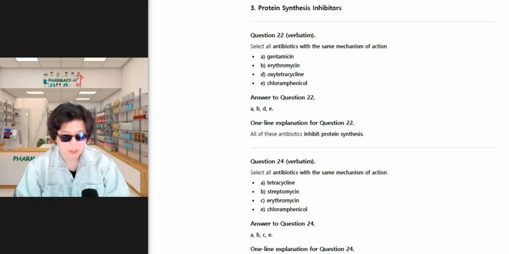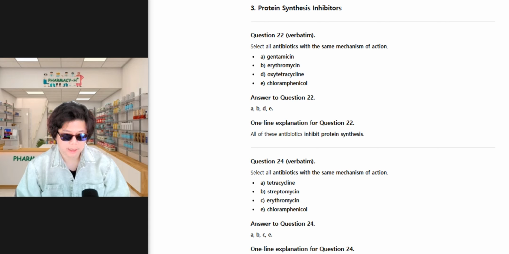Question bank. Protein synthesis inhibitors. Question. Select all antibiotics with the same mechanism of action. A. Gentamicin. B. Erythromycin. C. Oxytetracycline. E. Chloramphenicol. Explanation. All of these antibiotics inhibit protein synthesis.